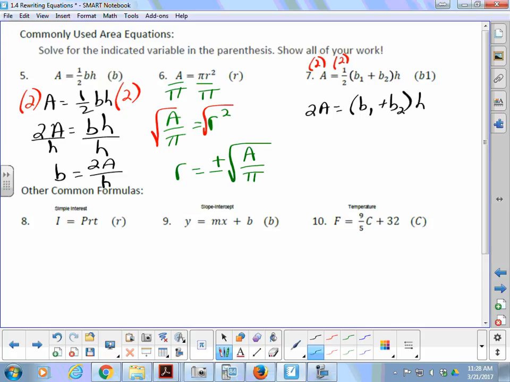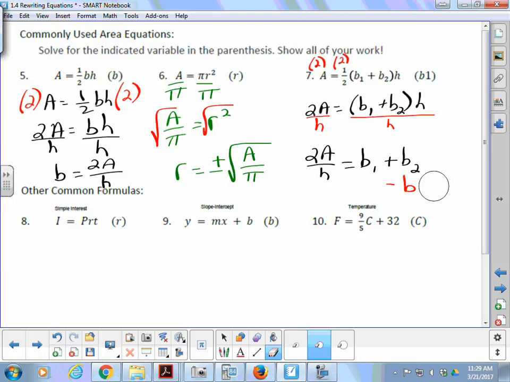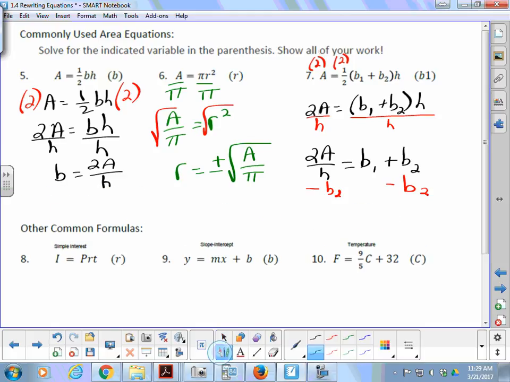All right, and then we're going to divide by H. So we get 2A over H equals B sub 1 plus B sub 2. And we're trying to solve for B sub 1, so then we're going to subtract B sub 2. So when we do this, we get that B sub 1 equals 2A over H minus B sub 2. All right, and we'll just leave it that way.